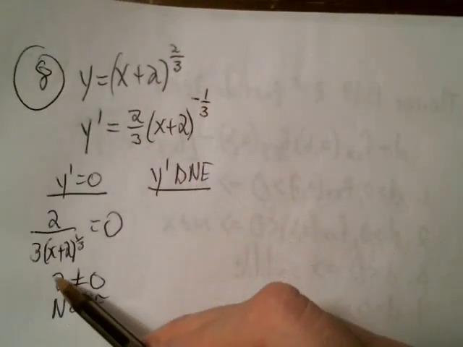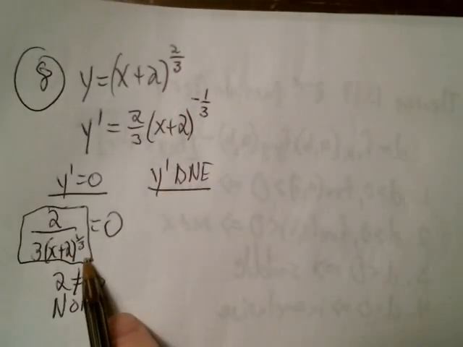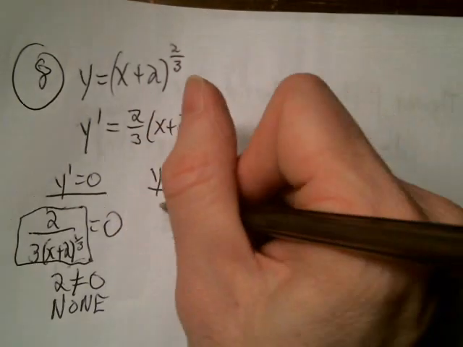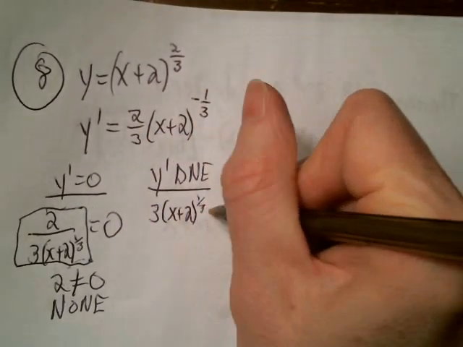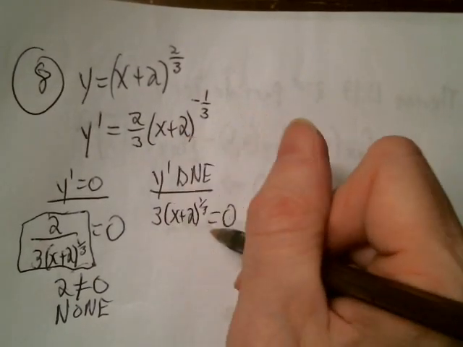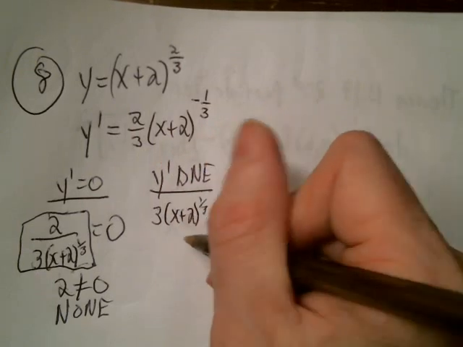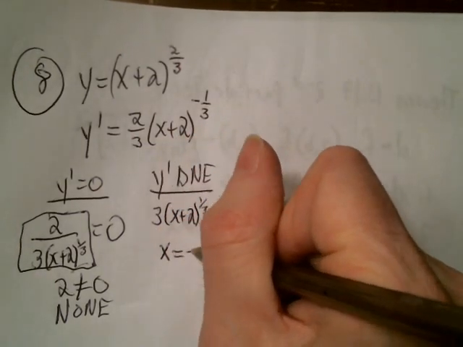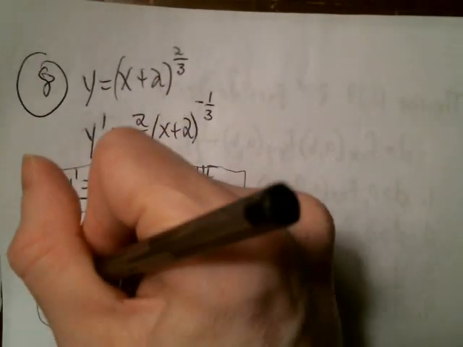And then I want to look for where this thing does not exist. And clearly, if you look at this expression, which represents the derivative, that's when the denominator is going to be 0. So we're just going to take that denominator. Right? And then this is clearly 0 when this is 0. So in other words, when x is -2. So that'll be our only critical number, and we'll go to our number line now.